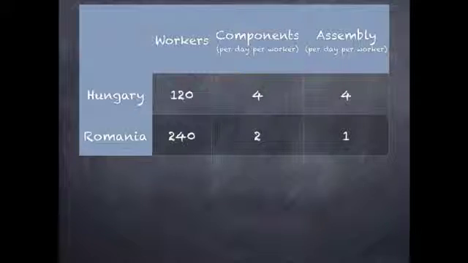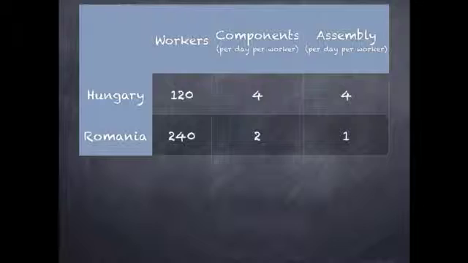We know that Hungary has 120 workers, while Romania has 240. And if we take a look at the output in Hungary and Romania for the production of components or the assembly of the final refrigerators, we see that the Hungarian workers can produce 4 refrigerators' worth of components per day per worker, and in Romania they can produce 2 per day per worker. But if we take a look at the assembly portion of it, the Hungarian workers can assemble 4 refrigerators per day, and the Romanian workers can assemble 1 refrigerator per day.